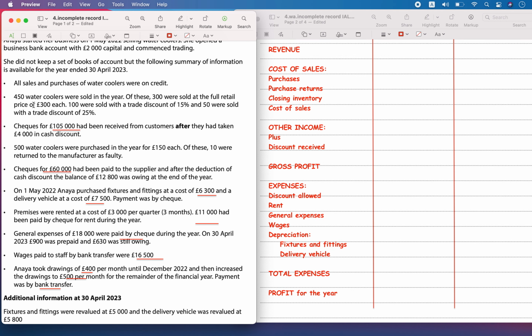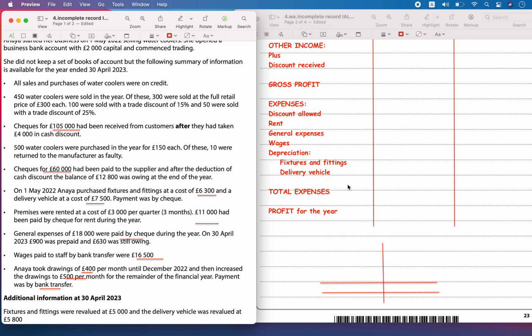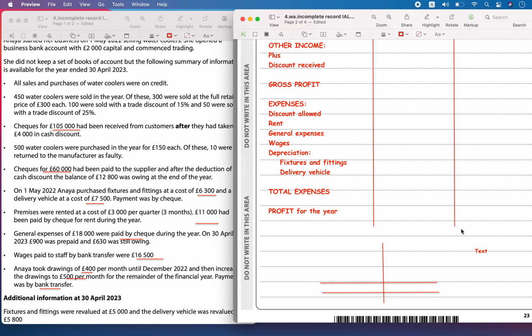The first one is the revenue calculation. She sold 450 water coolers in the year. Of these, 300 were sold at the full retail price of 300 pounds, 100 were sold at a trade discount of 15% and 50 were sold at a trade discount of 25%. So let's calculate the revenue for the same.